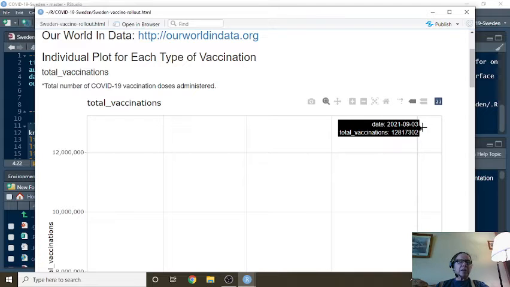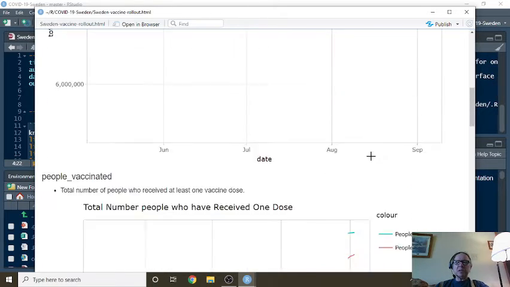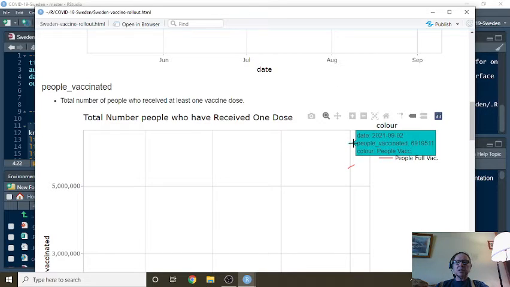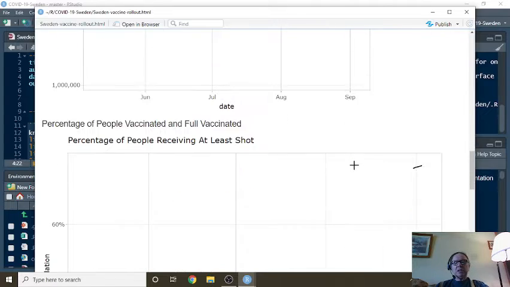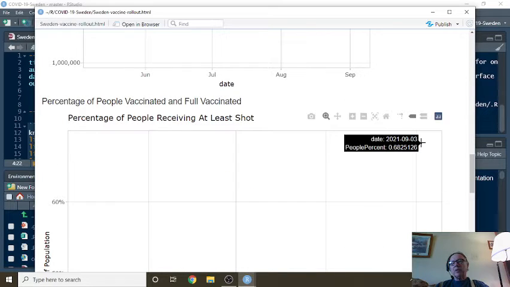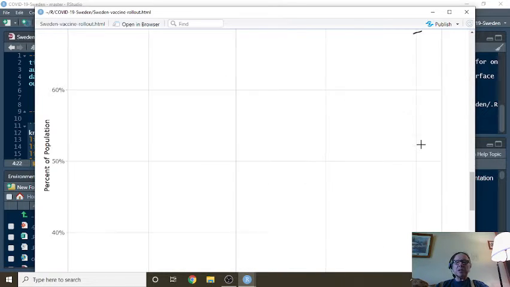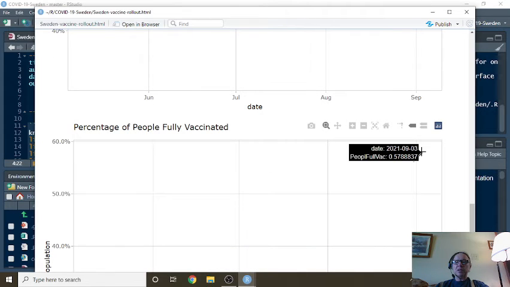So far, Sweden has administered 12.8 million doses of this vaccine. And of those, 6.9 million people have received a single dose, and 5.8 million have received the full treatment. Which gives us a number for single doses of 68%, and 57%, 58% full treatment.